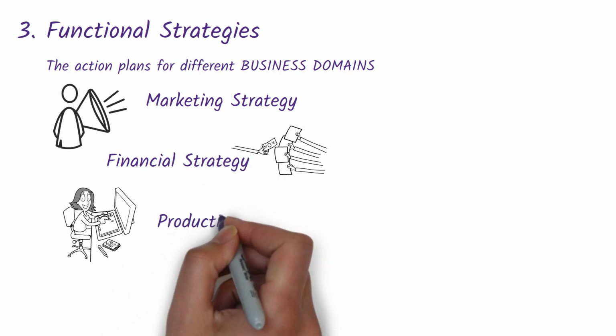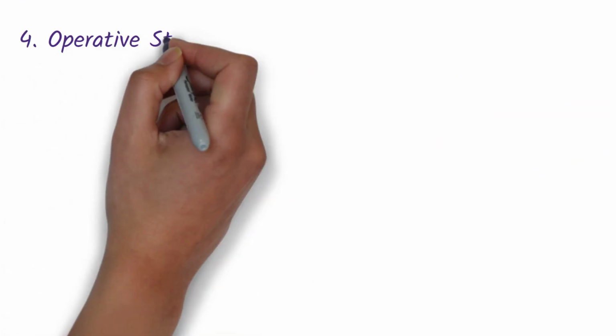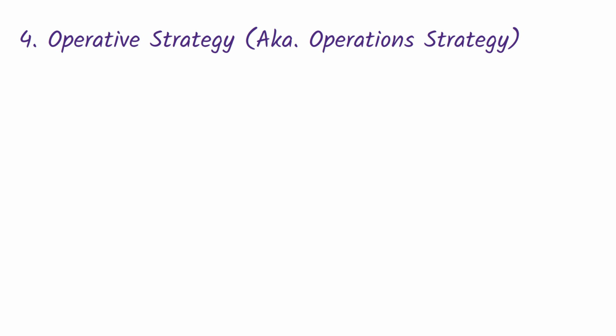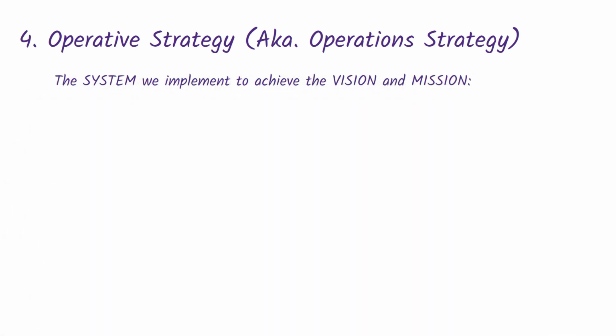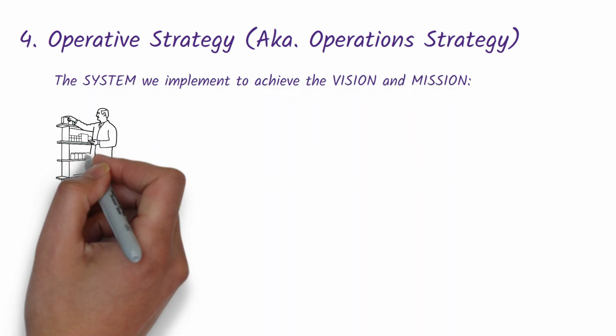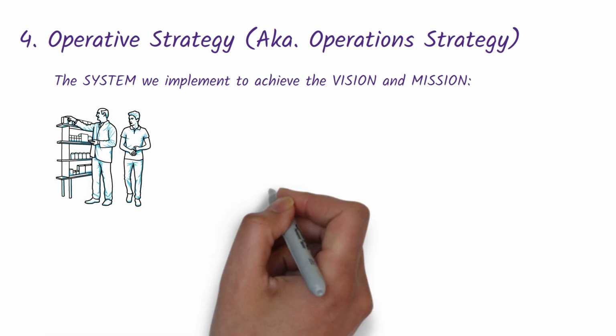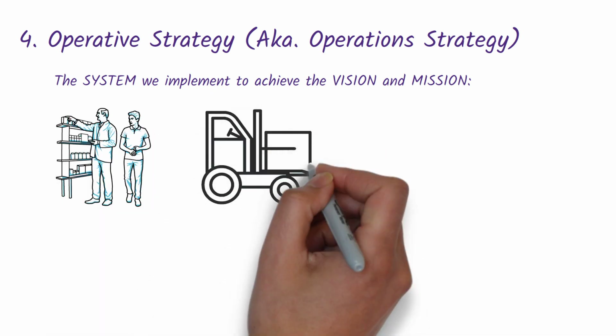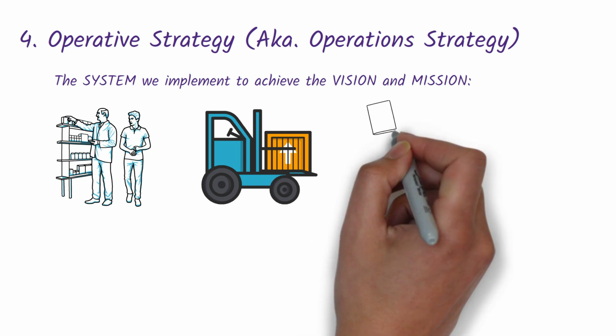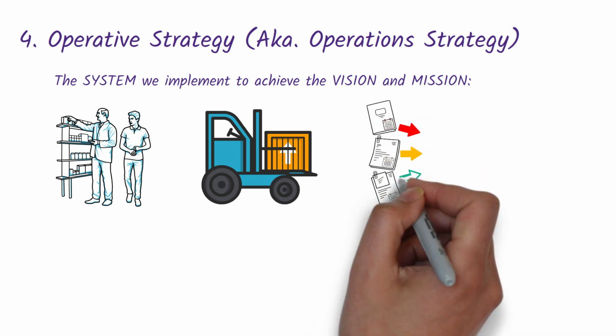And the fourth type of strategy we need is our operative strategy. This is the system we implement to achieve the vision and mission of the business. And it involves decisions based on many factors, including product management, supply chain, quality control, forecasting, scheduling, and more.